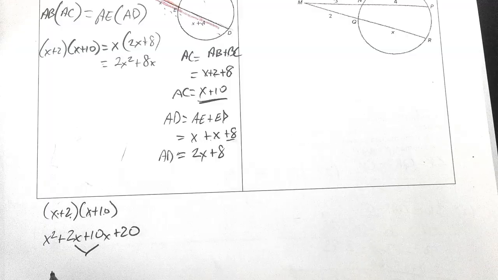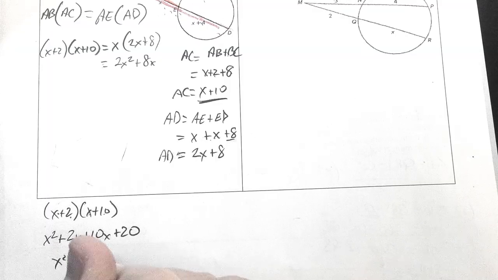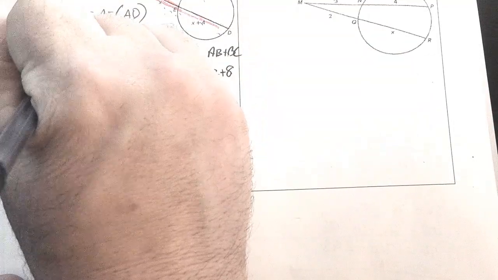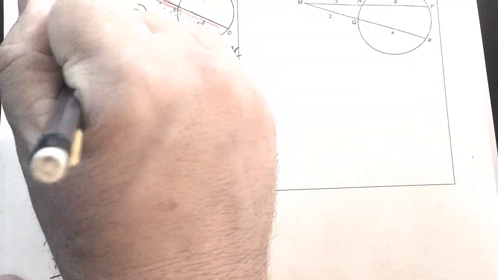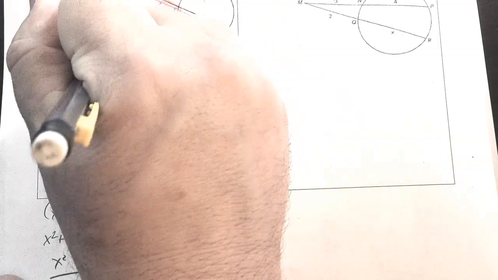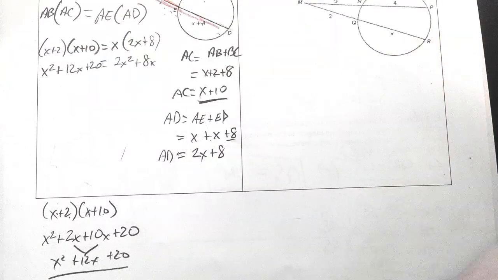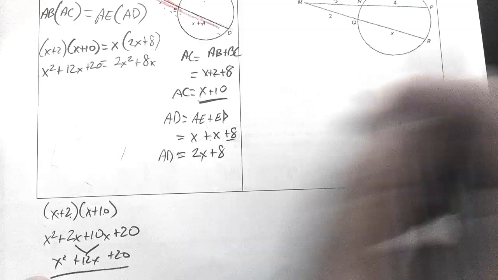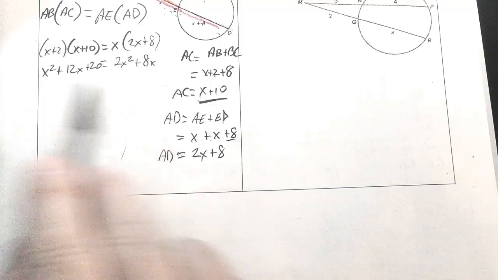We can still see, so we have x squared. 2x and 10x make 12x, and then we still have plus 20. So we're replacing that up here. If you have trouble with polynomials, please come see me. Love to help you out. I know those are a big deal as far as that Algebra 1 EOC.